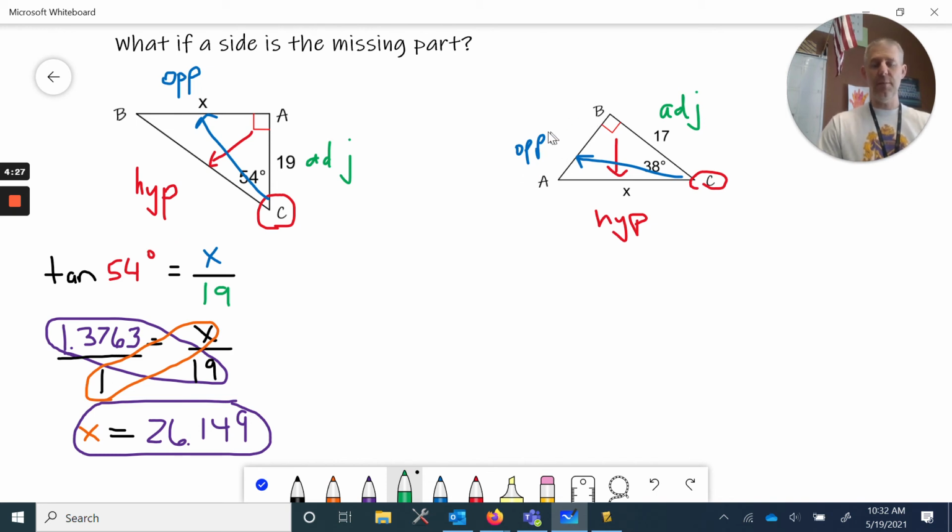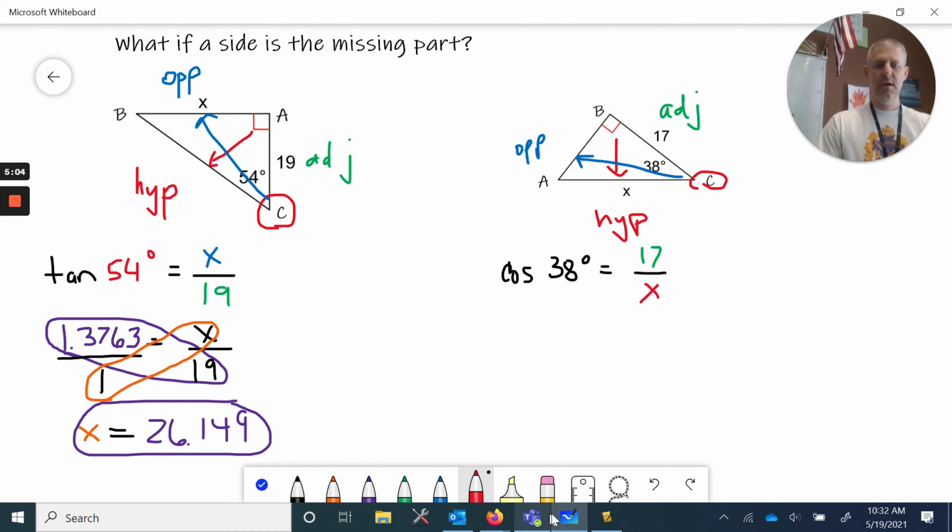I could solve for the opposite, and that wouldn't be a bad thing to do. It's just not what this problem is geared at finding. They're geared at finding the X in this case. So adjacent and hypotenuse, when I pair those two sides, that's the cosine ratio. So cosine, my reference angle C again, this time it's 38 degrees, so cosine 38 degrees. Cosine 38 degrees is adjacent over hypotenuse, so my adjacent is 17 and my hypotenuse is X.